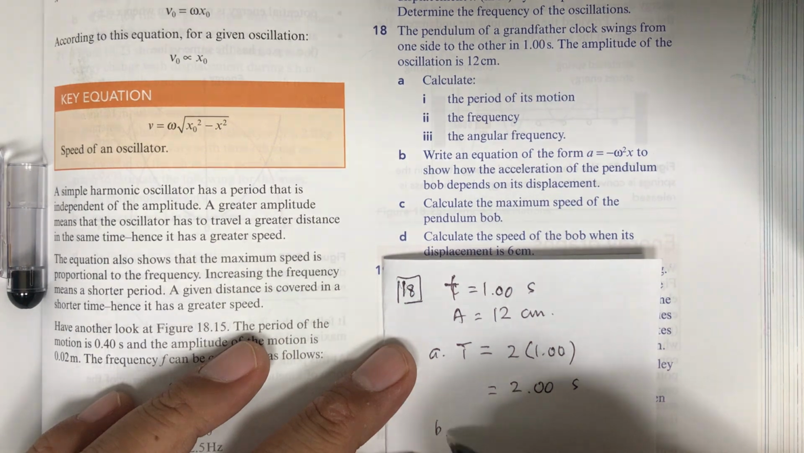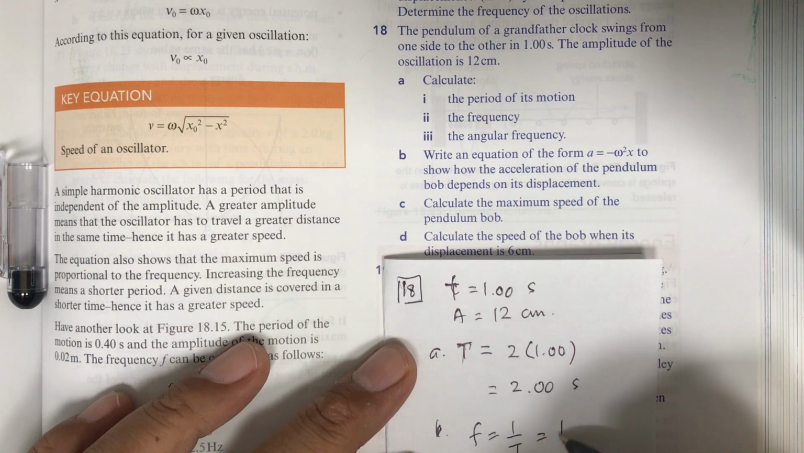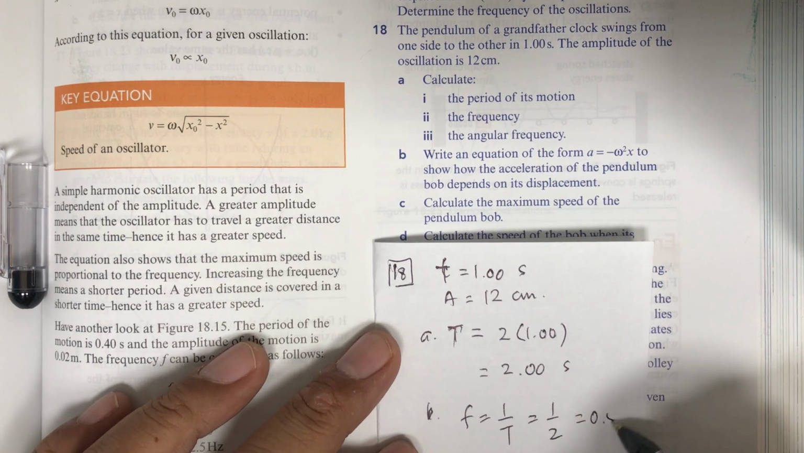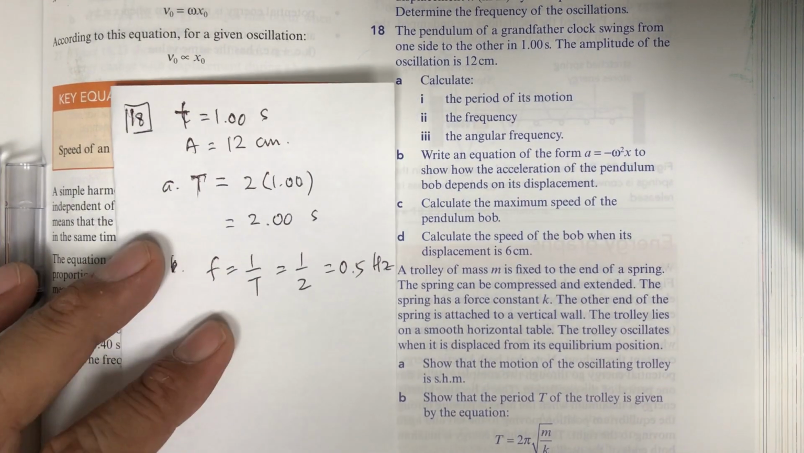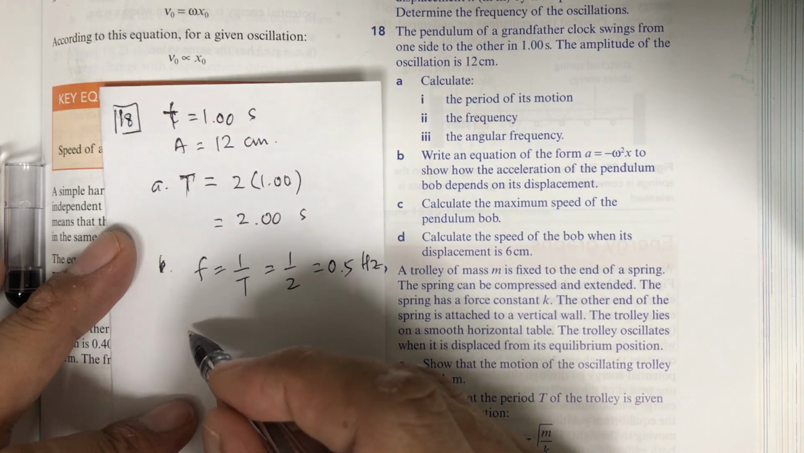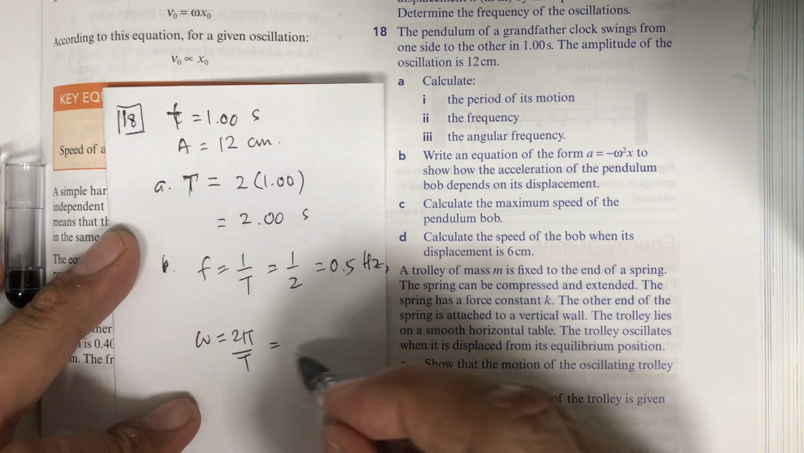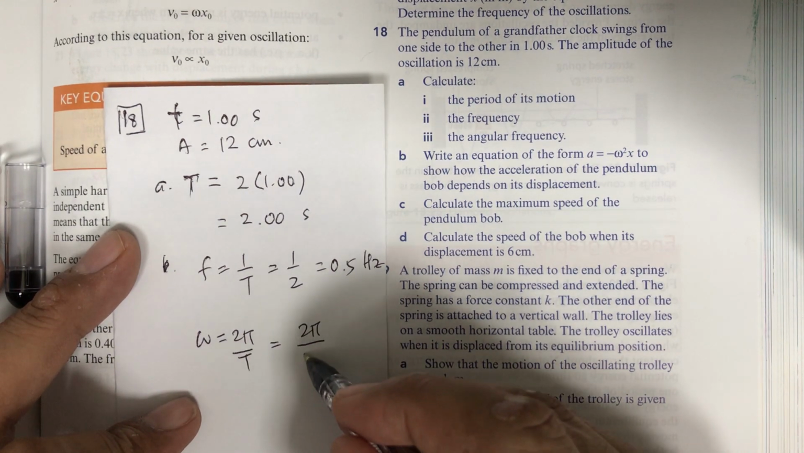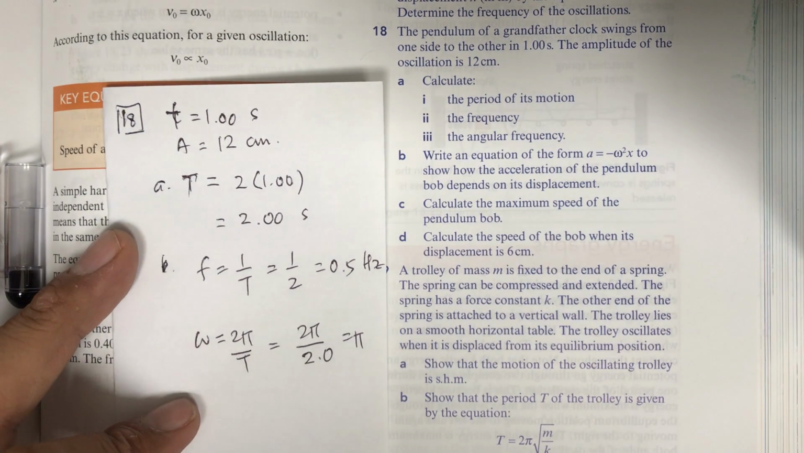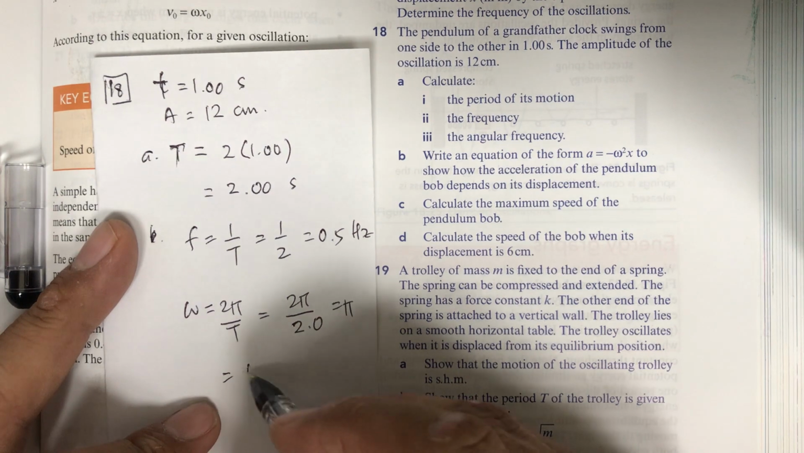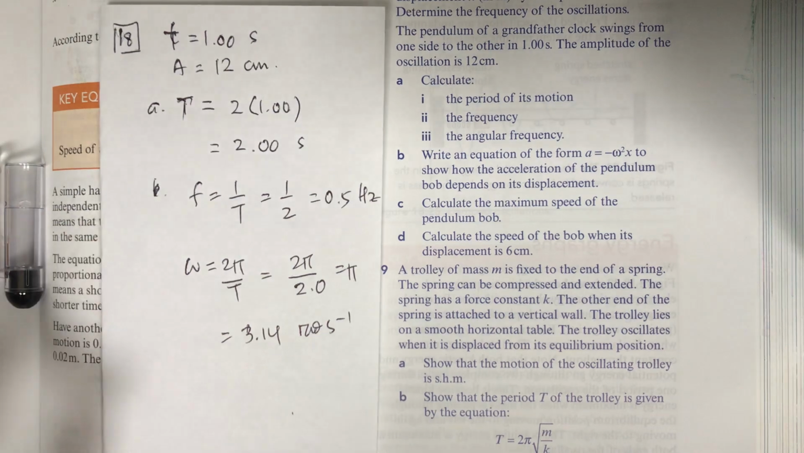The frequency, sorry, this is question B. Frequency is 1 over T, 1 over 2 equals a half hertz. Then the angular frequency is 2 pi over T, 2 pi over 2, so it equals pi, or 3.14 radian second minus 1.